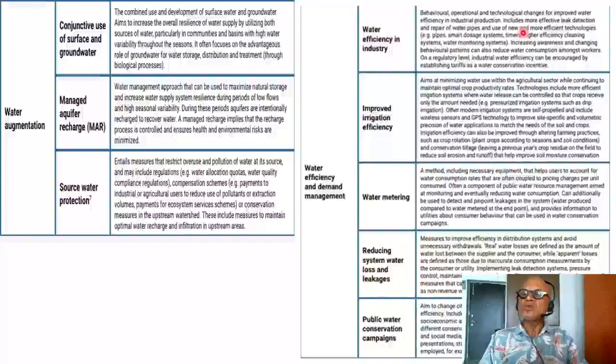Behavioral, operational, and technological changes for improved water use efficiency in industrial production includes more effective leak detection and repair of water pipes, and use of new and more efficient technologies such as pipes, smart dosage system, timers, high efficiency cleaning systems, and water management systems. These obviously take priority during periods of too little water, but they should in fact be working all the time. But when there's enough water, nobody pays attention. Even the enforcement gets a little lax in that sense.